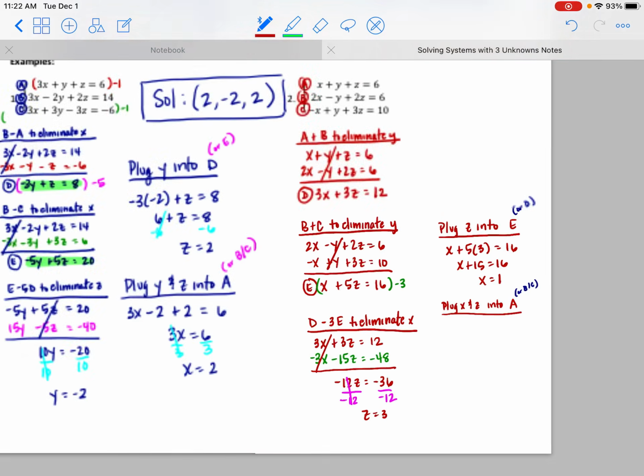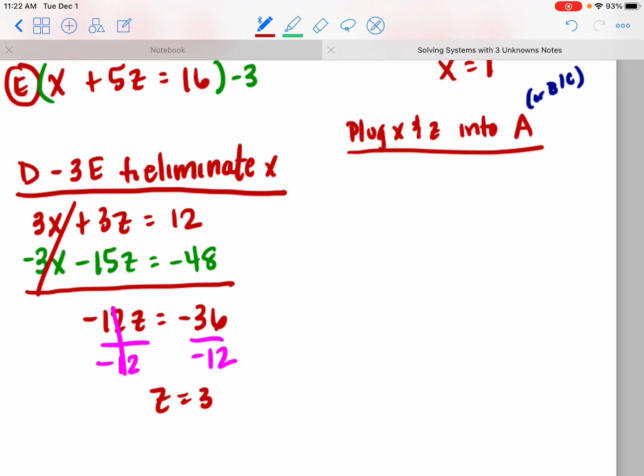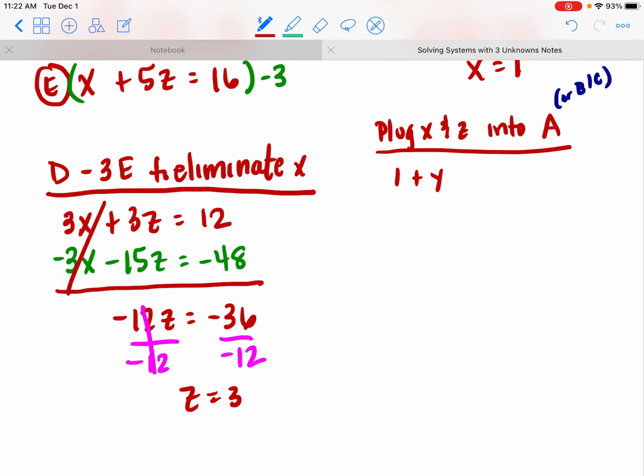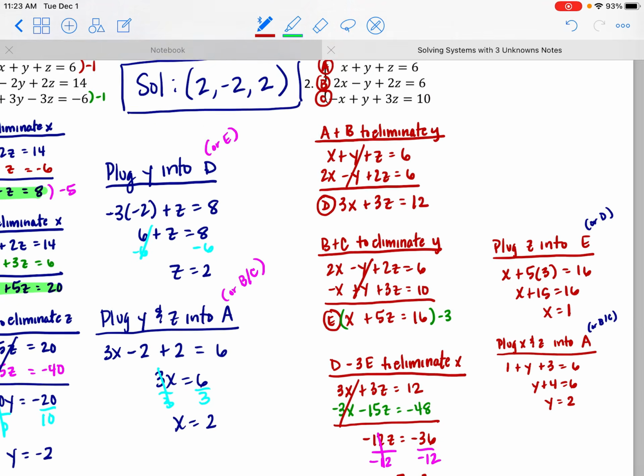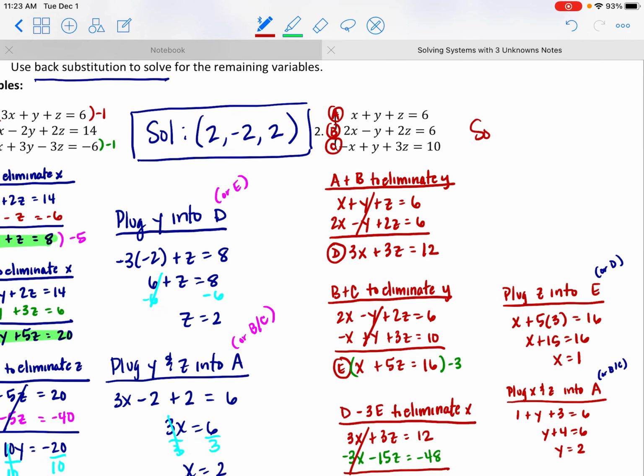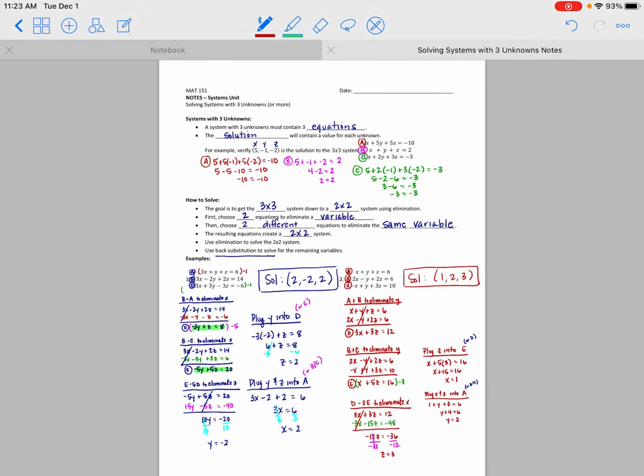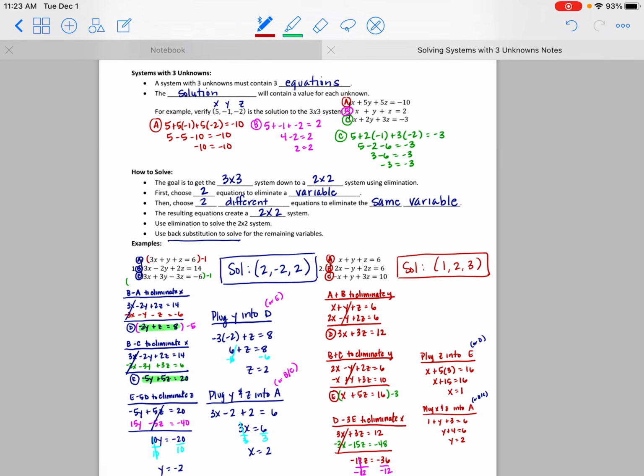So equation A, again, says x plus y plus z equals 6. So x, which is 1, plus y, which we still don't know, plus z, which is 3, has to equal 6. Well, 1 and 3 makes 4. So if y plus 4 equals 6, then y has to equal 2. So my solution is 1 and 2 and 3 for x, y, and z. And again, if you wanted to verify that, you can plug 1, 2, and 3 in for x, y, and z into all three of those equations, and it's going to result in a true statement. Okay? Not brutal work.